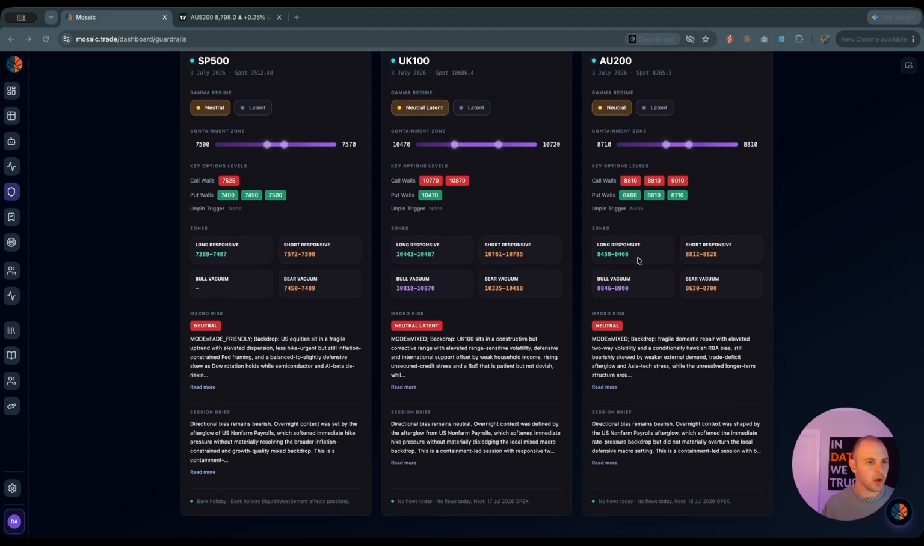Then we've got the responsive zones and vacuum zones. Responsive zones are areas where the market has a higher probability of finding support or resistance. Vacuum zones are areas where the price may move more freely if it enters them. There's less structural support around those areas, so you often see very large, fast moves through those levels. Then the macro assessment and narrative summary. This pulls together everything the model is seeing and converts it into plain English, essentially. So I think that's about it.